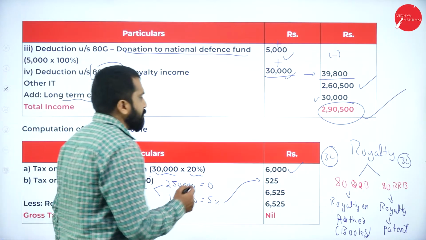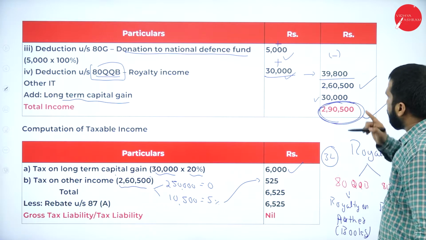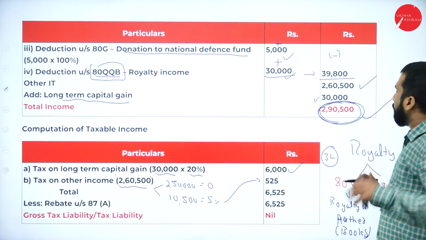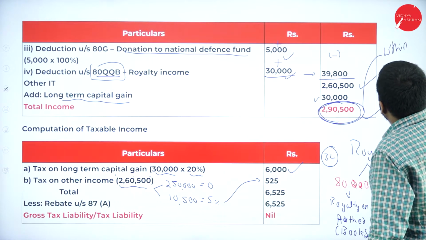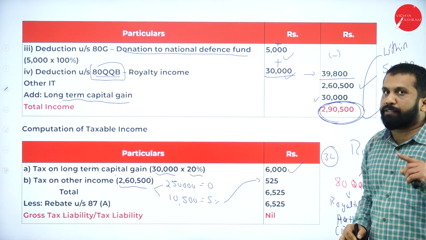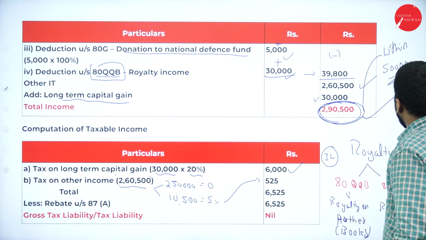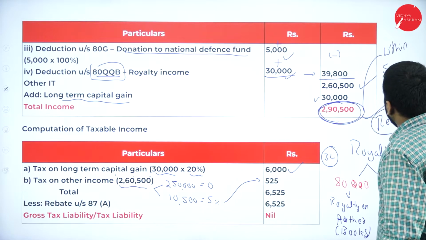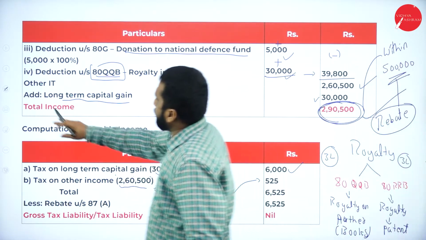Education cess is also not required. Why? Because your income is 2,90,500. So should you pay tax or not? No. Why? Because you come within 5 lakh. If it is within 5 lakh, what happens? Yes, you will be benefited by rebate. The last homework was about rebate only.